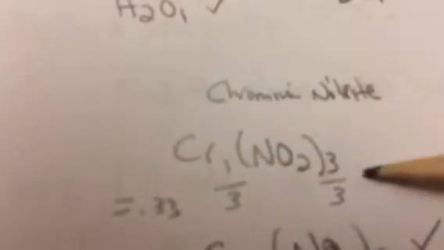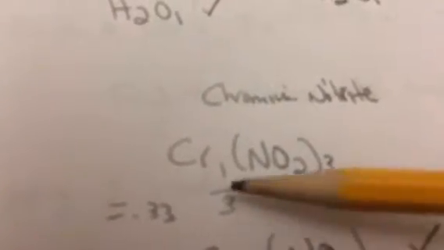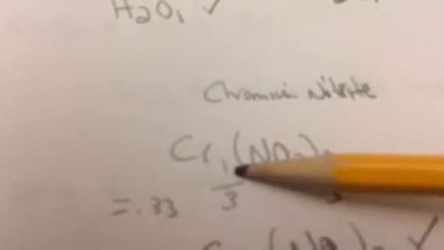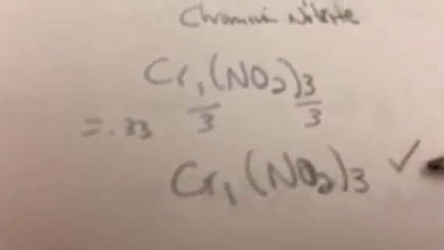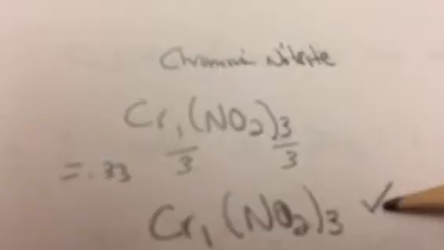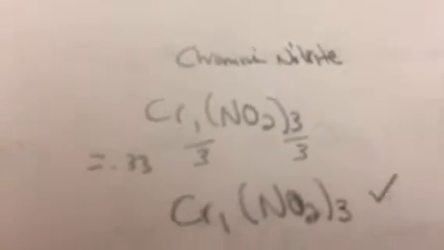The last one is your chromium nitrite. Your chromium nitrite is a 1 and a 3. Again, if you're trying to divide a 1 by a number, you are not going to end up with a whole number. The lowest whole number is 1. So you pretty much know that that is going to be your empirical formula for your chromium nitrate.